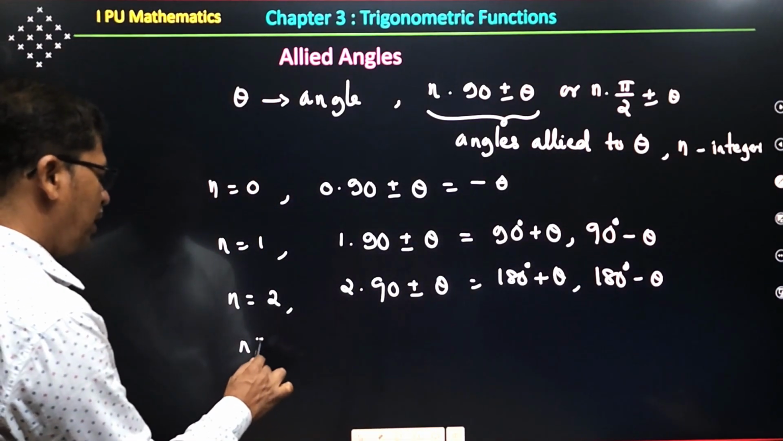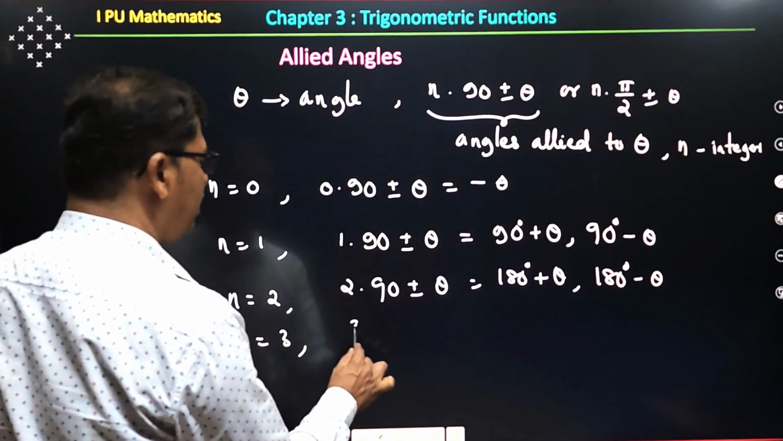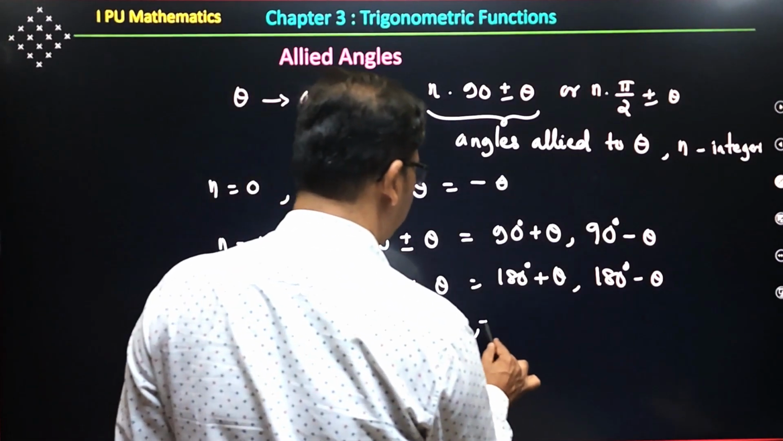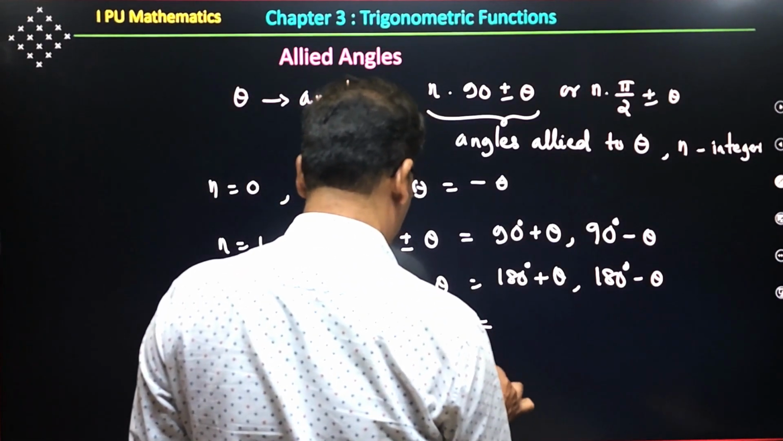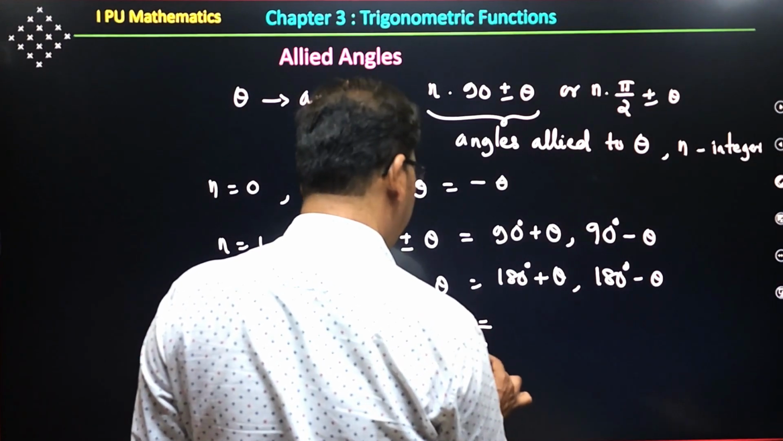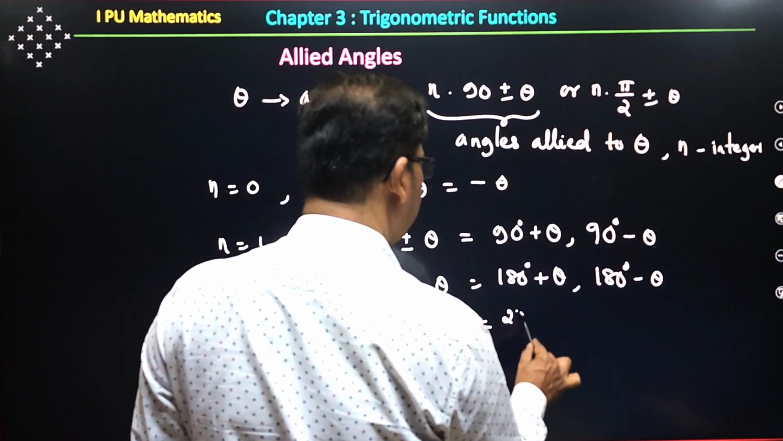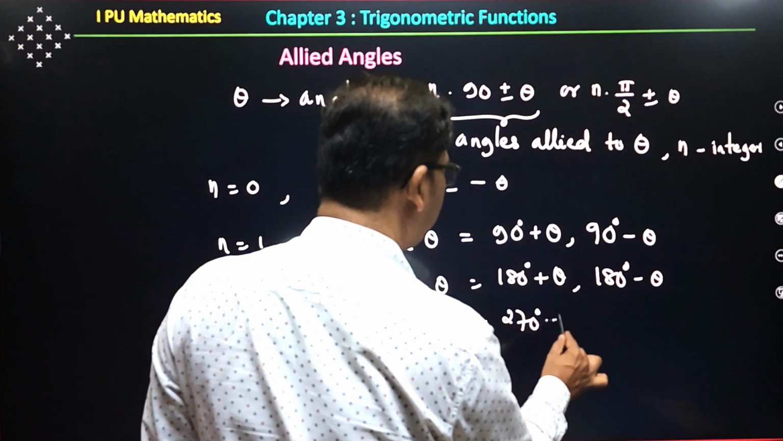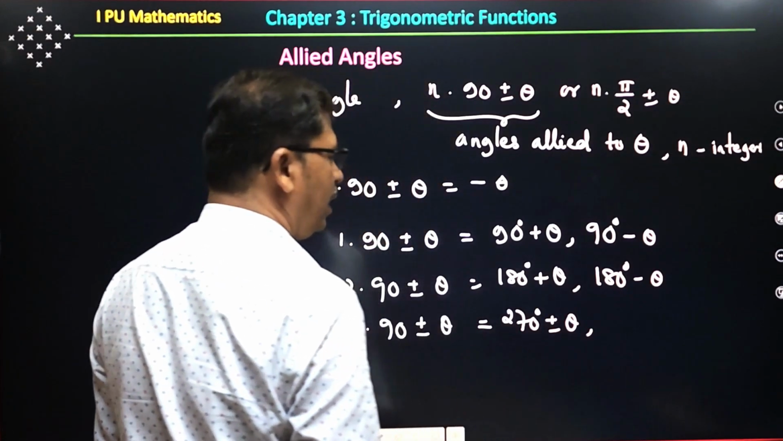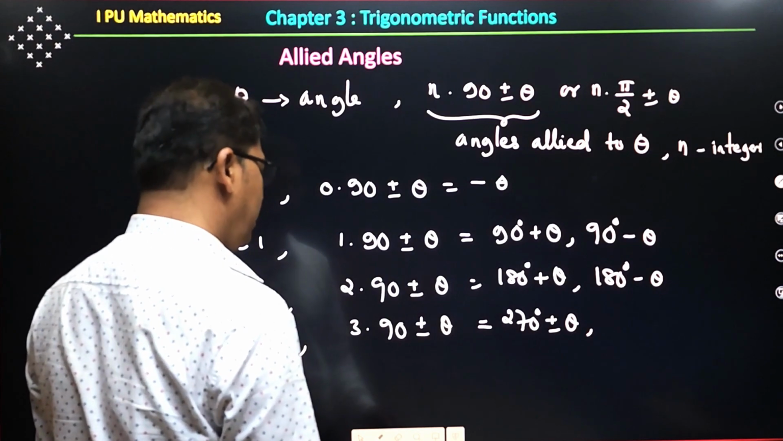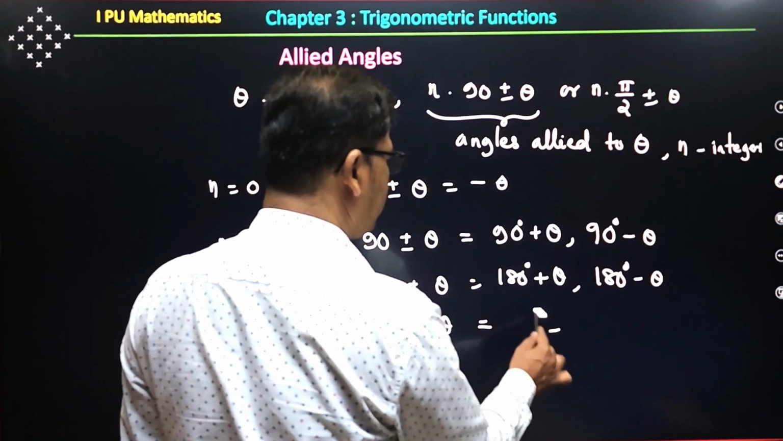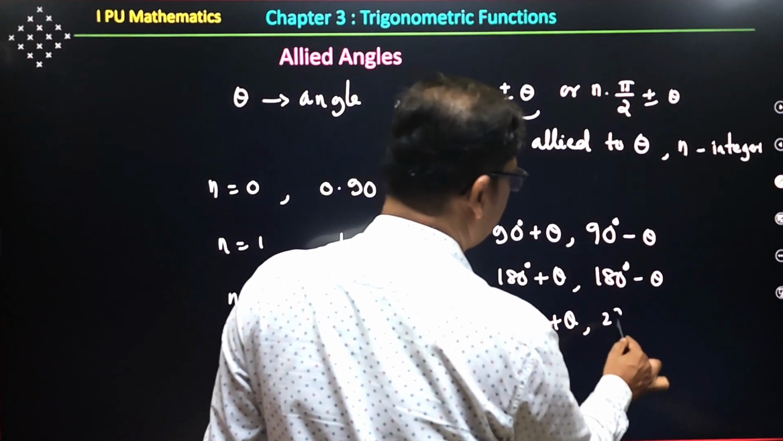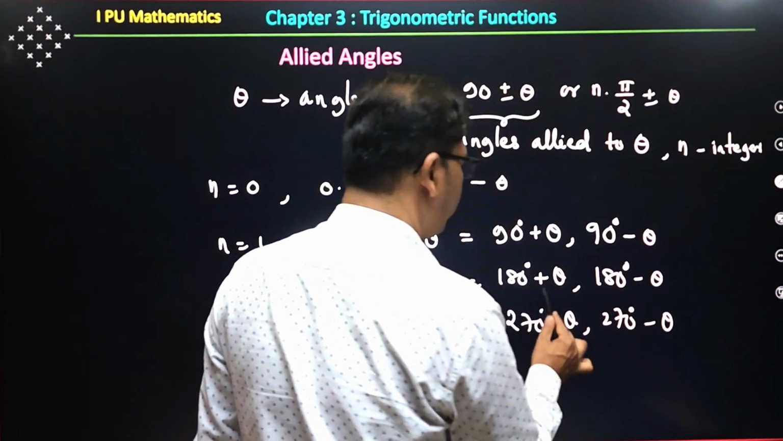Next, let me take n equal to 3. When you take 3 into 90 plus or minus theta, that means this is equal to 270 degree plus or minus theta. As a result of 270 plus or minus theta, there are two cases here: 270 plus theta, and another one is 270 minus theta.